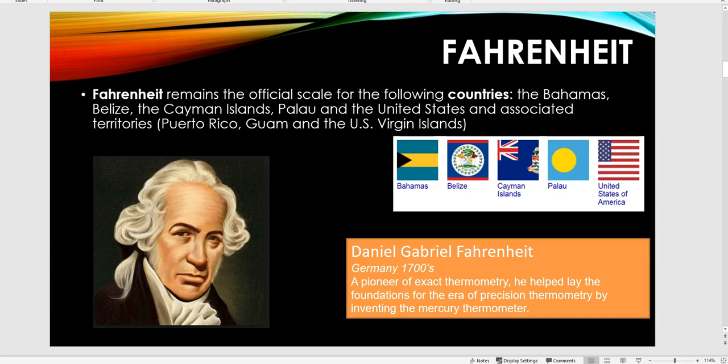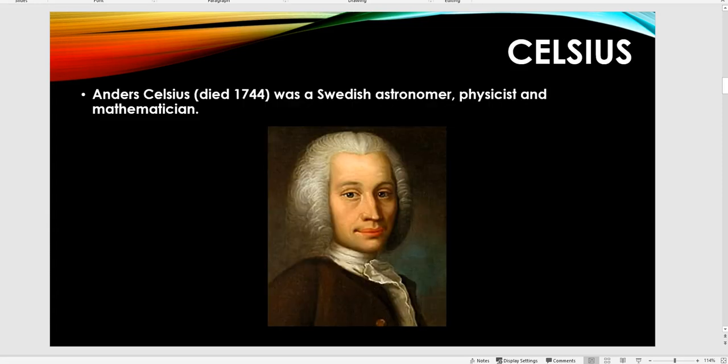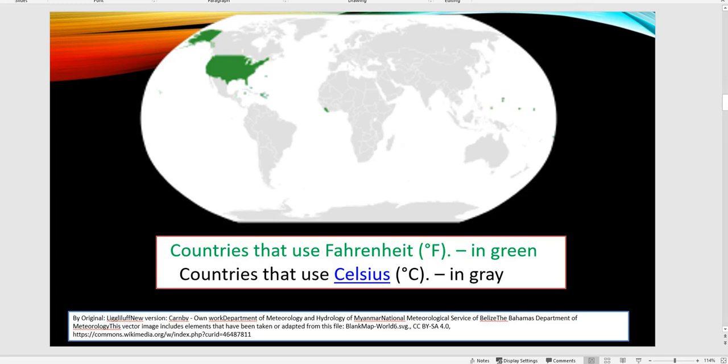We'll talk about the properties of mercury, which is an element on the periodic table, and how that is used in thermometers. Anders Celsius died in 1744. He was a Swedish astronomer, physicist, and mathematician. Again, I'm not going to quiz you on these scientists, just know that those temperature scales are named after them.